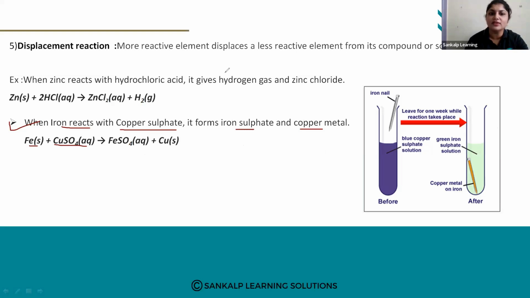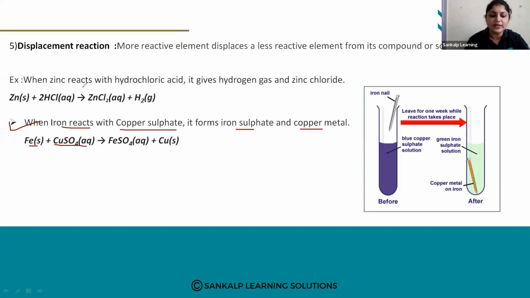So whenever a metal of higher reactivity is there, it displaces the metal which is less reactive in nature from the compound or its solution. So this is the first example for displacement reaction.